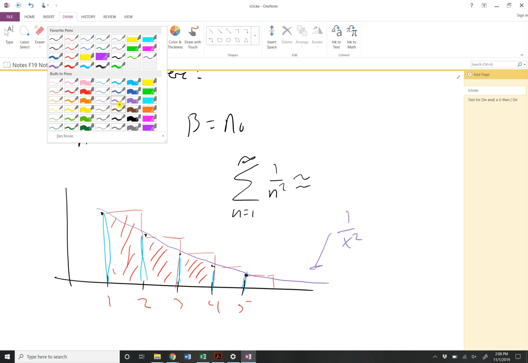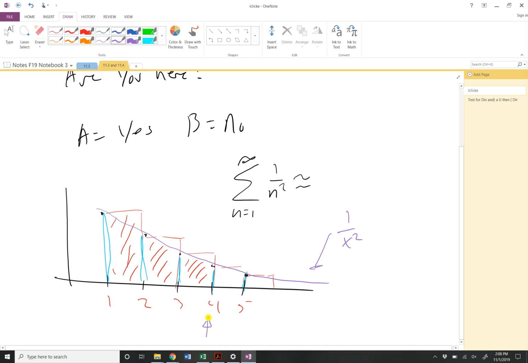I heard someone say 4. Here, I've added up these first 3, so I have 1 over 1 plus 1 over 4 plus 1 over 9. I've added up the first 3, but from 4 on, I could approximate that with the integral. And is that integral going to be larger or smaller than the sum of the rest of the terms? It's going to be smaller because I have this error. The rectangles, I've got this little piece up here on each one of them.